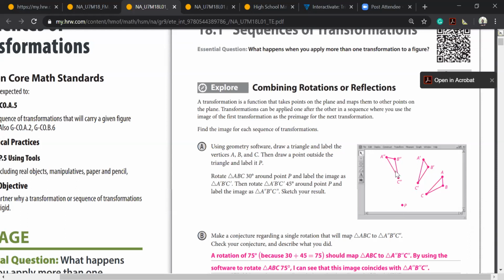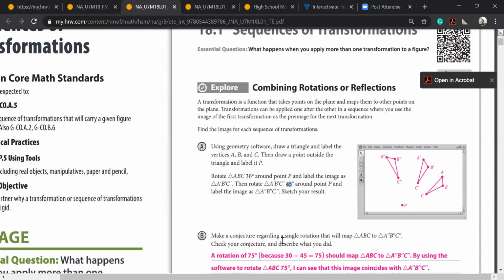The question is, if I connect C to P and P to C double prime, what will be the measure of the angle in here? Remember, first of all, we rotated 30 degrees, and then this was rotated 45 degrees. So as a whole, if I didn't have this shape and I rotated ABC to find A double prime, B double prime, C double prime right away, what will be the angle of rotation? It will be what? It will be 30 plus 45, right? So this is our question in here.